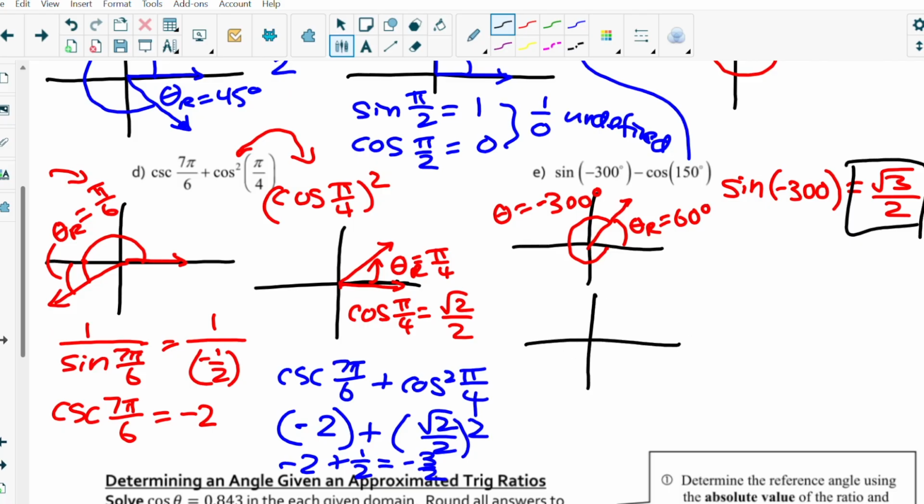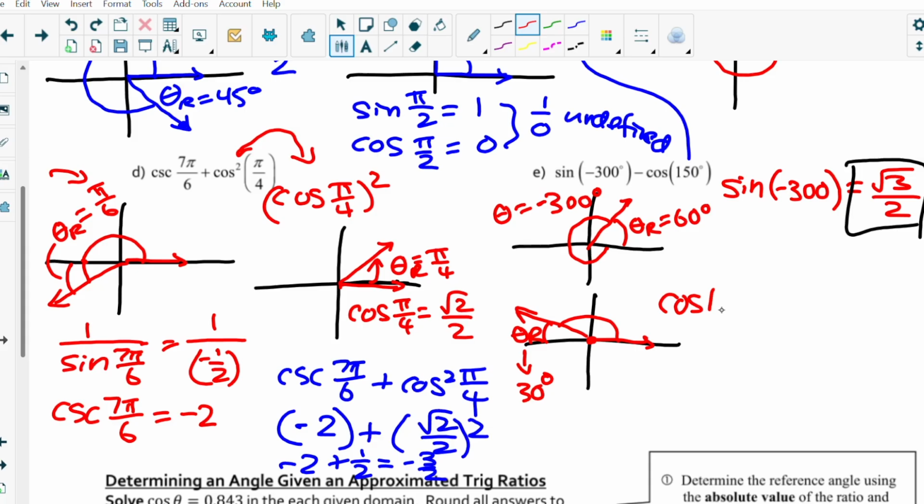The other one, I have cosine of 150 degrees. This is a positive angle, so I'm going to go counterclockwise. 150 degrees will take me 30 degrees short of 180 right here. So my reference angle, theta r, is 30 degrees. Okay, so what's the cosine value for a reference angle of 30 degrees? Well, it's negative square root of 3 over 2.